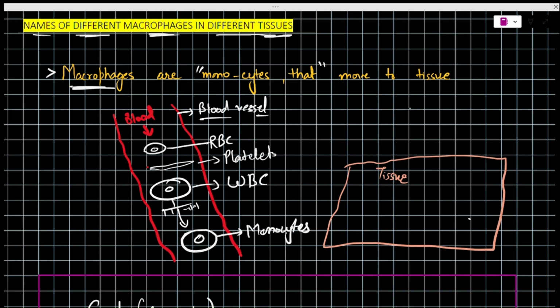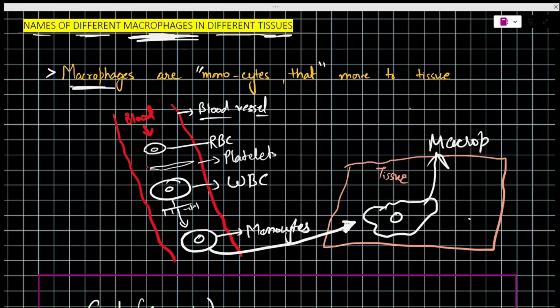So these monocytes are also phagocytic cells, but they are not as phagocytic as the macrophages. When these monocytes leave the blood vessels and enter into tissue, they transform into a macrophage. Say this is macrophage. These macrophages have different names in different tissues. So first of all, see here, the macrophages are monocytes that move to tissue, and they become macrophages.